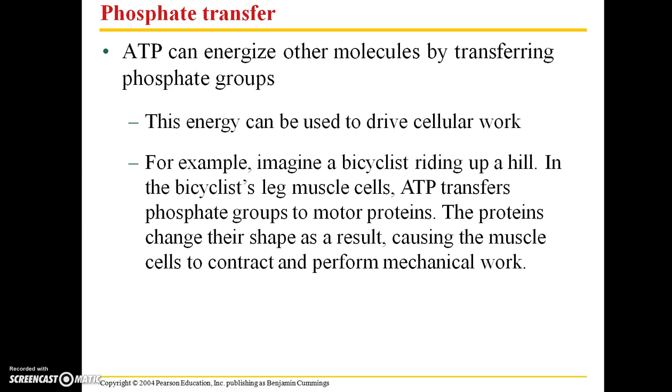In the bicyclist's leg muscle cells, ATP is going to be transferring phosphate groups to the motor proteins of those muscle cells, and the proteins are actually physically changing their shape as a result of this energy transfer, and that's going to cause the muscle cells to contract and perform the mechanical work of riding that bicycle uphill.